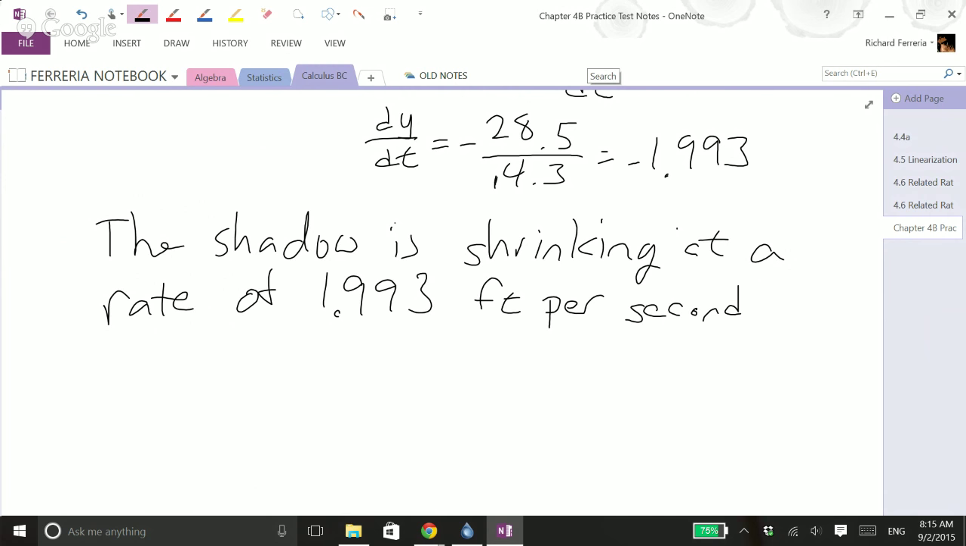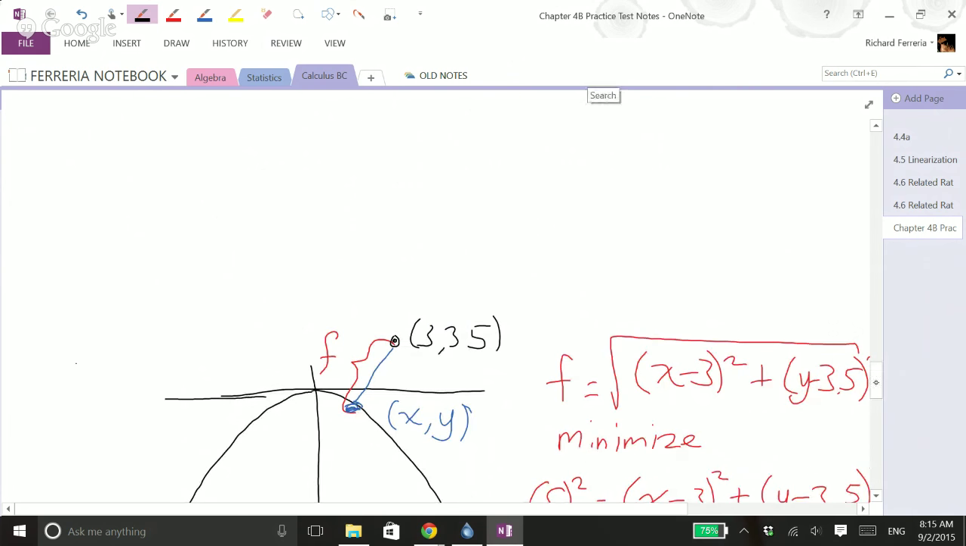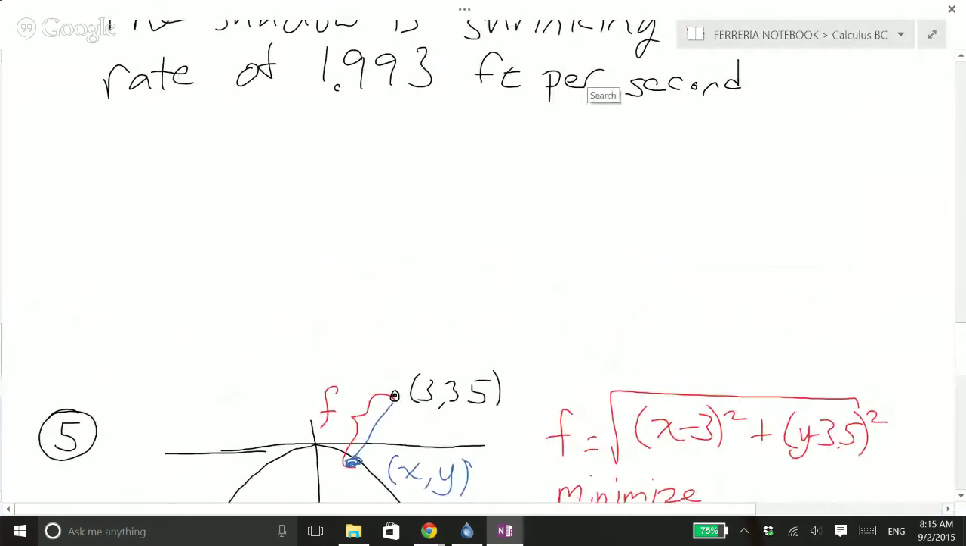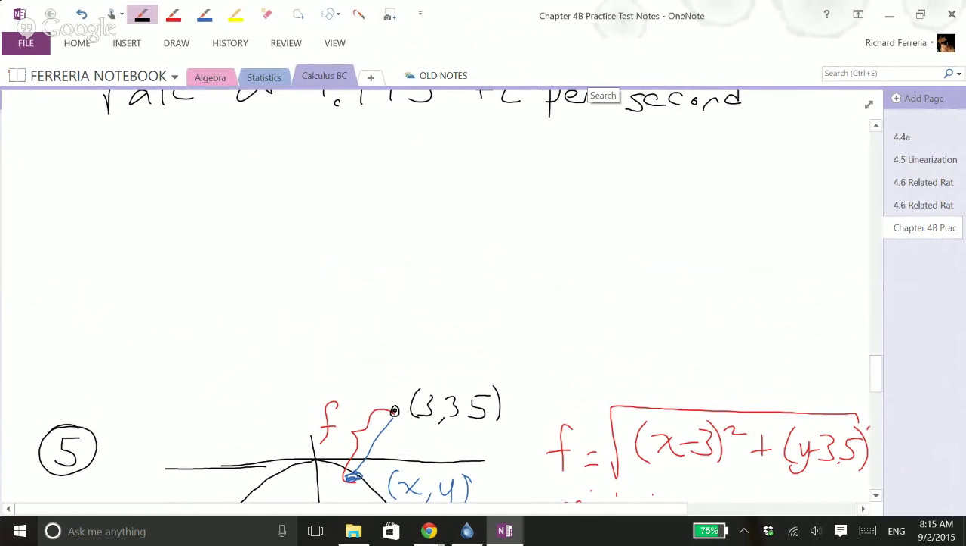Just a thought. This is 5 over here. No, this is, what is a parabola problem? Oh, it is 5. So this is a parabola problem. We started this during period something. 5, thank you.